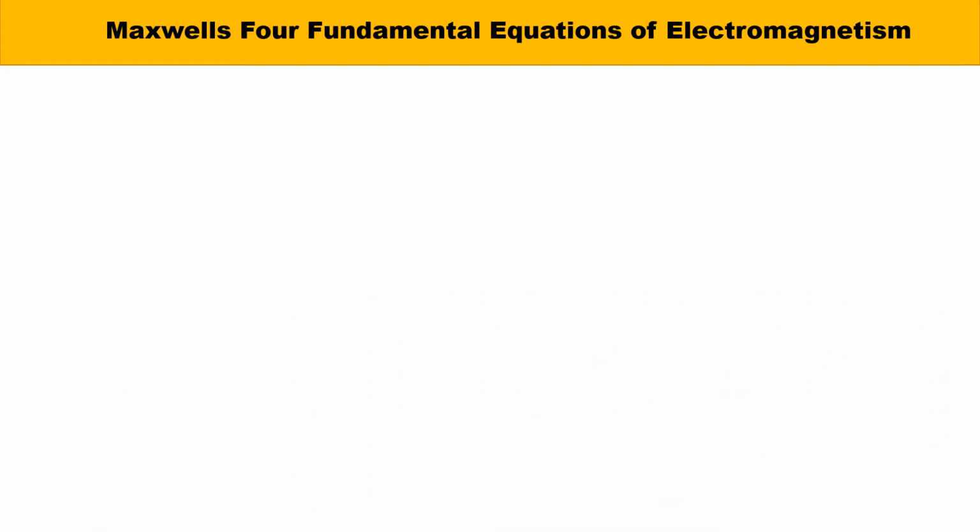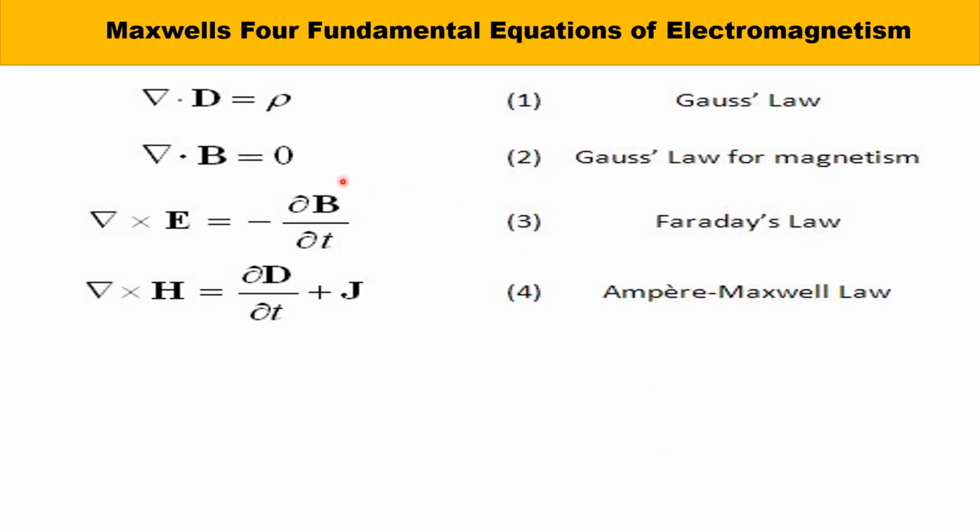Let's go to the first and just go through the equations. These are the four equations. You can get them from anywhere; they are very famous equations. This is the first equation, called the Gauss law of electricity, Gauss law of electrostatics. The second equation is associated with the Gauss law of magnetism. The third equation is Faraday's law, and the fourth equation is Ampere-Maxwell's law.